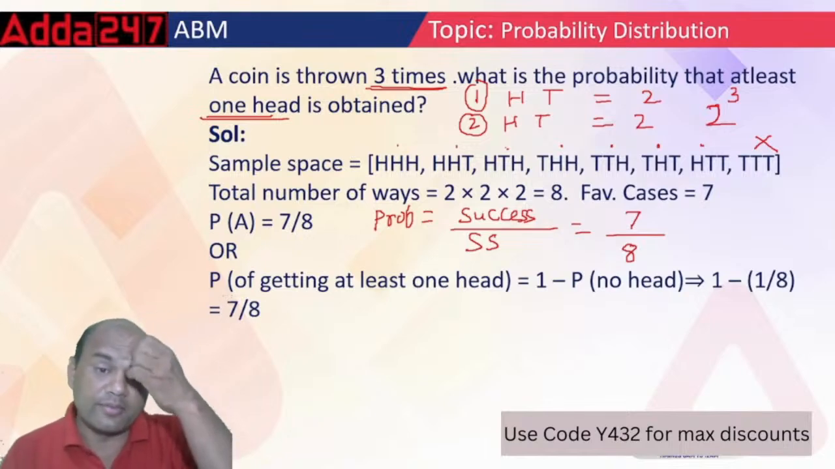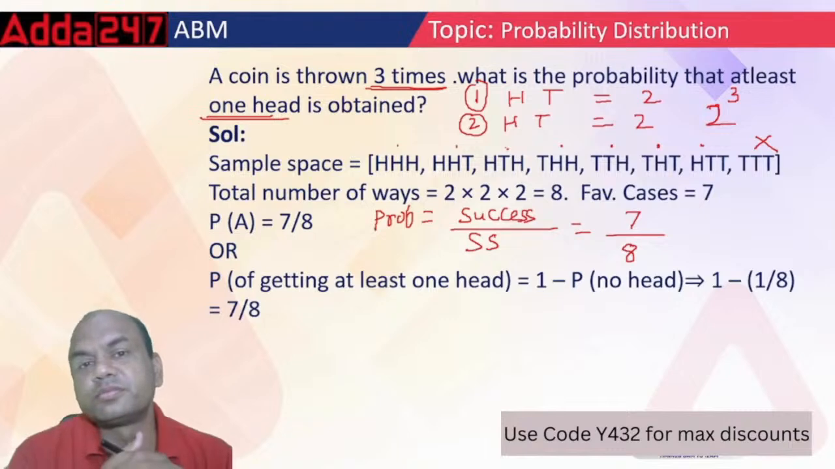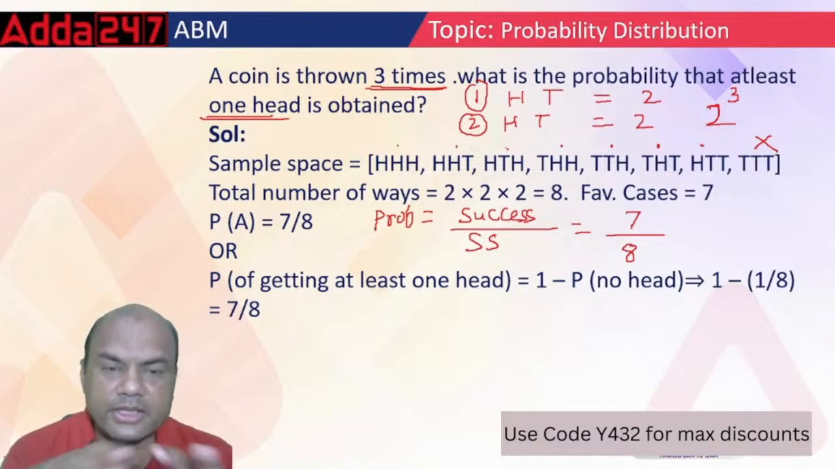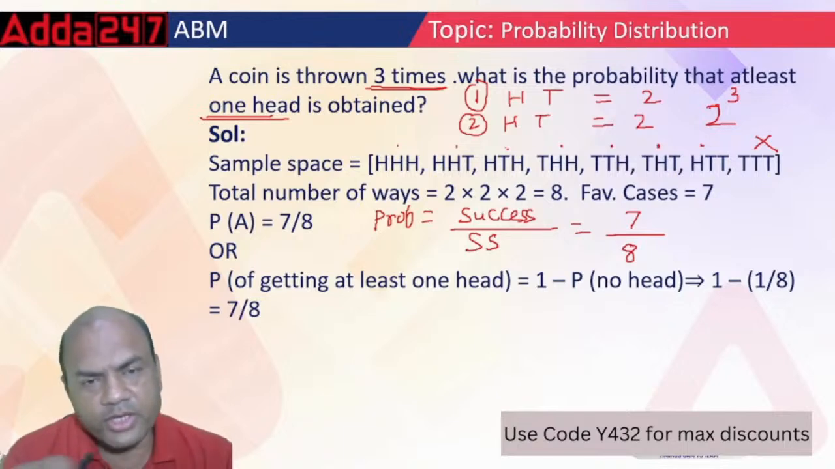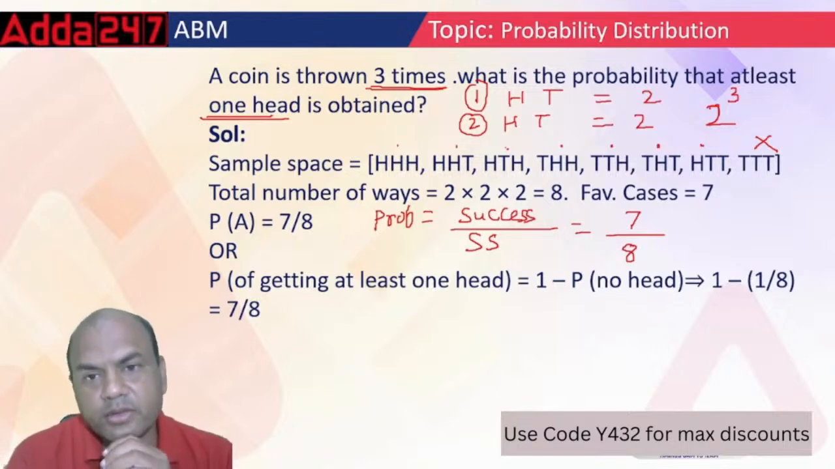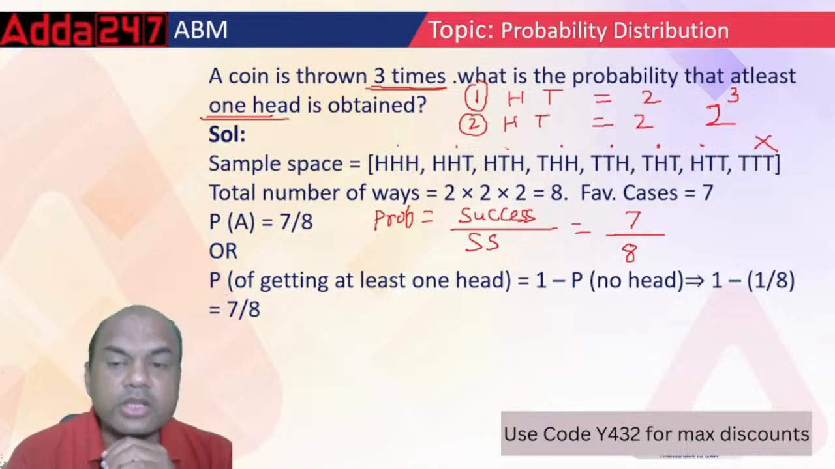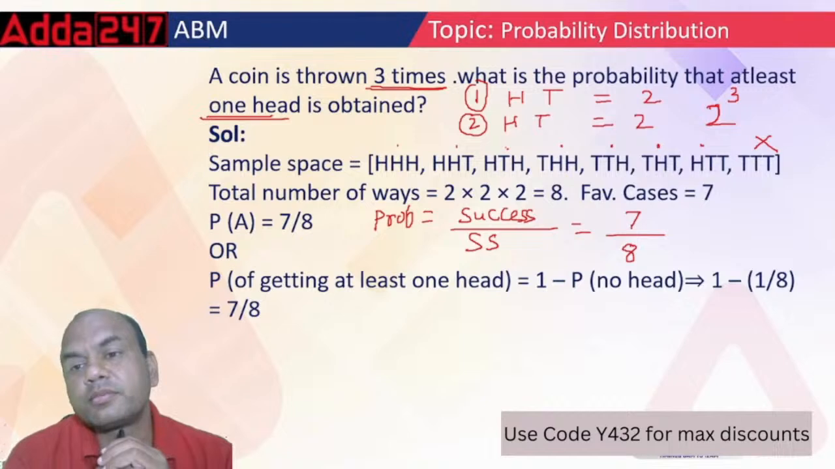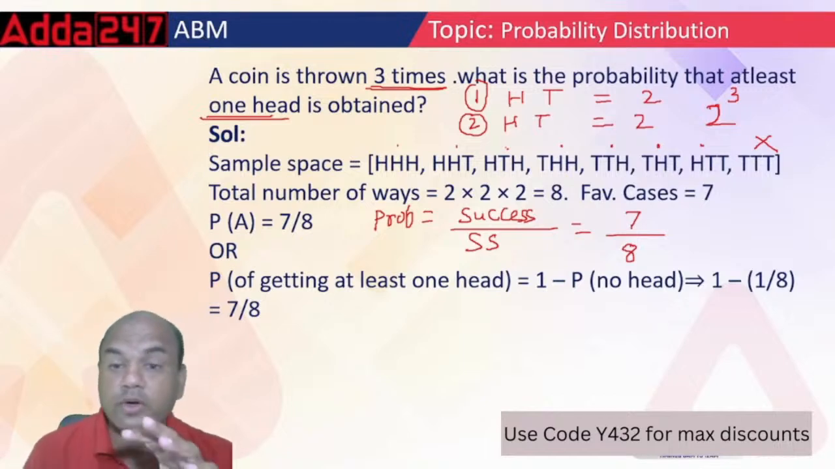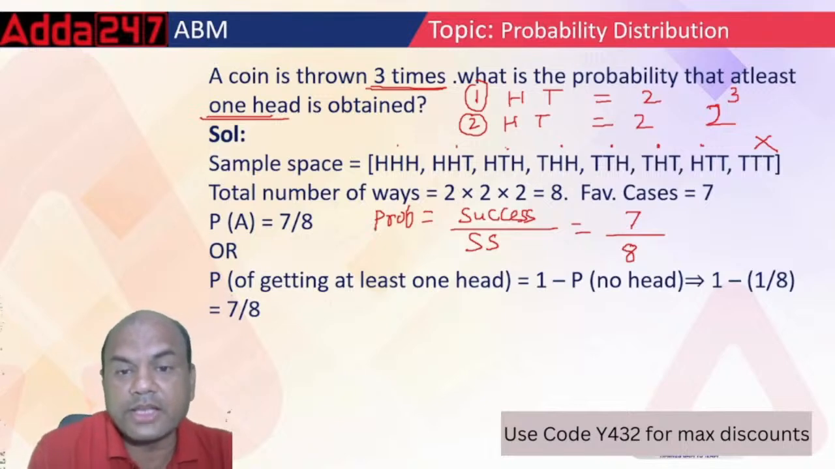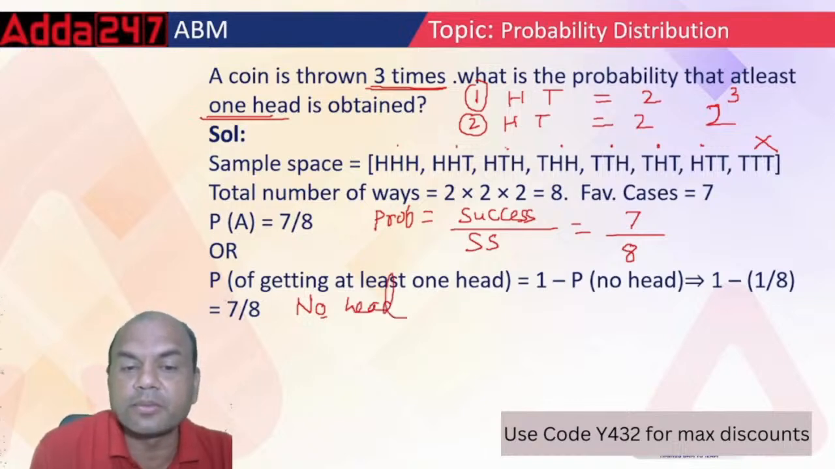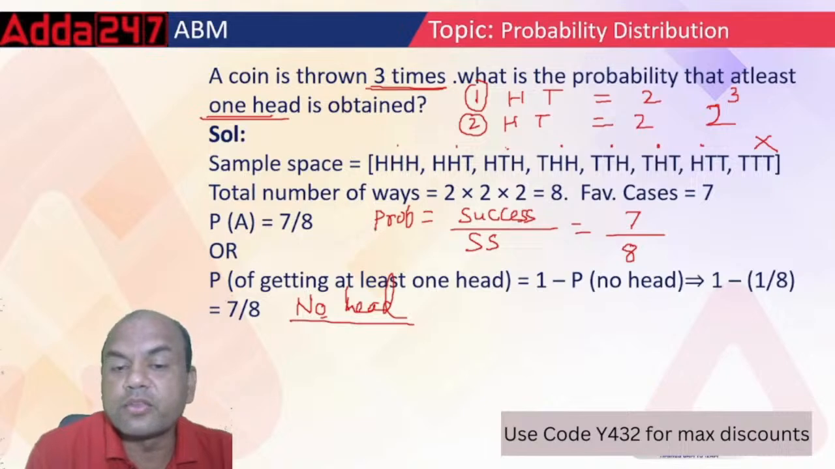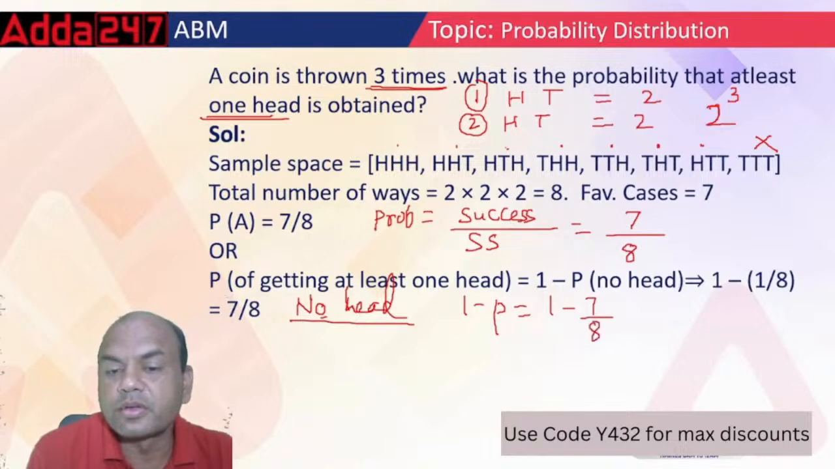7 upon 8. Right? Now suppose if I ask you, find the probability. Everyone, type in the comment section now. Everyone got this problem by now? Got it? Everyone? Now if I ask you, what is the probability that you will get no head? So at least one head was 7 upon 8. So no head means what? Suppose if you get this question in exam, how will you solve this? It is 1 minus P. So 1 minus 7 upon 8, so it is 1 upon 8. That is the answer for no head.